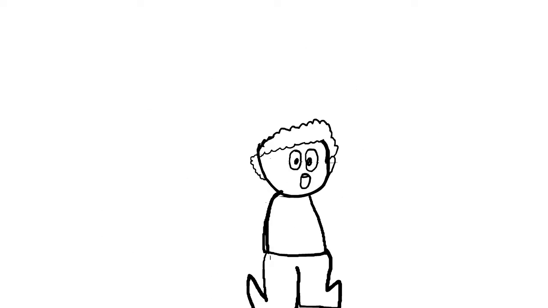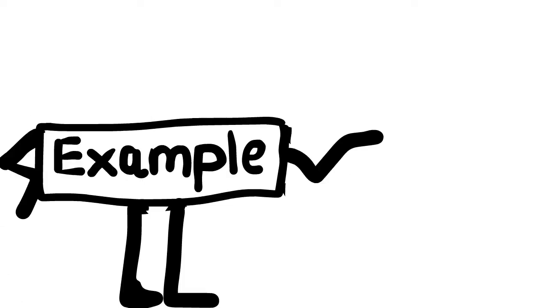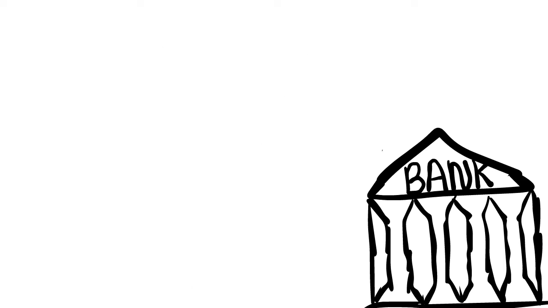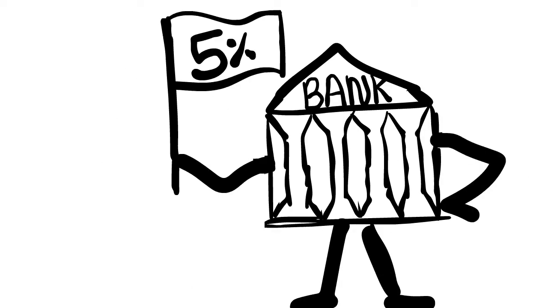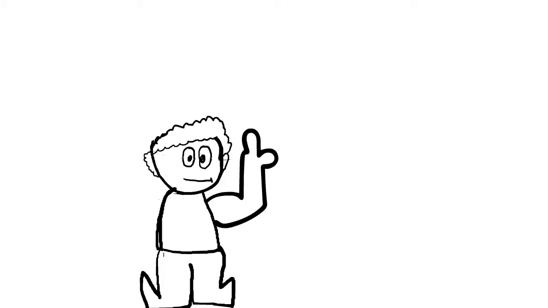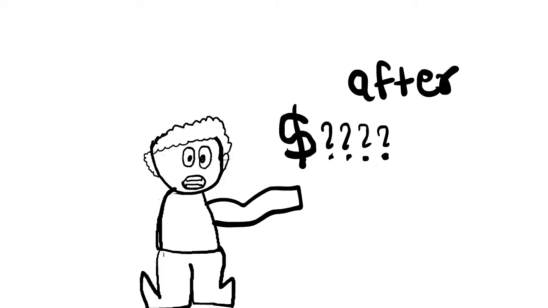So first, let's see what is future value. Let's take an example. Let's say you have $1,000 and you put that money into a bank for 6 years and you will get interest of around maybe 5%. So now we have to calculate how much money we will be getting after 6 years.